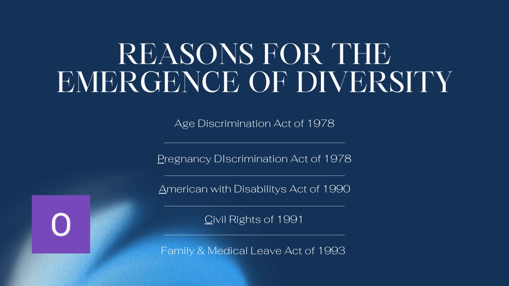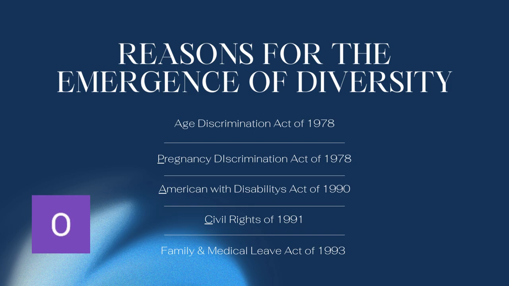To discuss the most recent legislations, let's start with the Age Discrimination Act of 1978. This law at first increased the mandatory retirement age from 65 to 70, and then was later amended to eliminate an upper age limit altogether. Number two, Pregnancy Discrimination Act of 1978. These laws give full equal opportunity protection to pregnant employees.